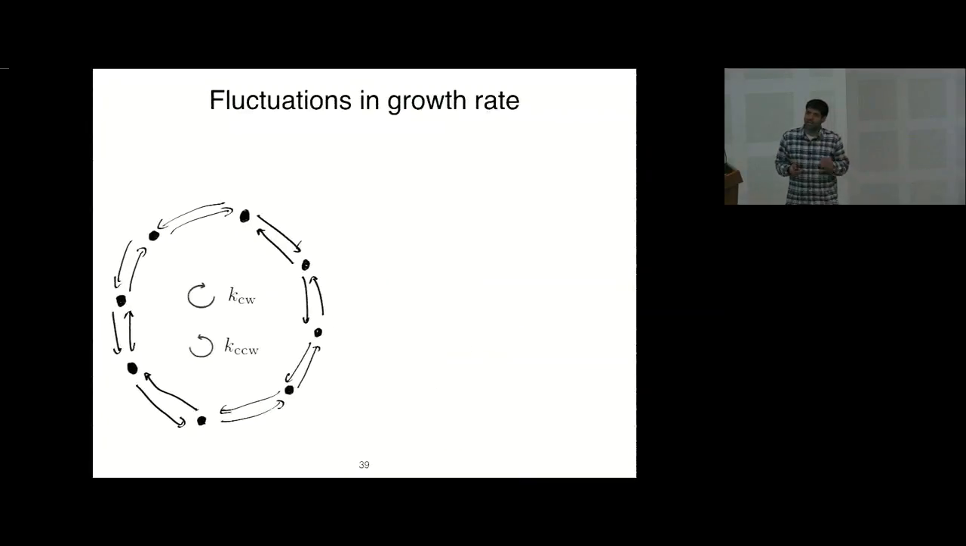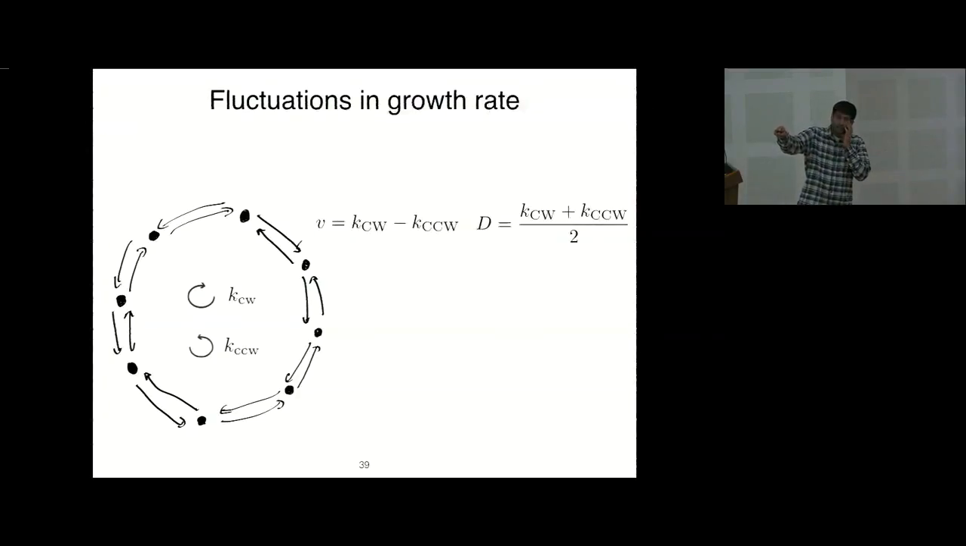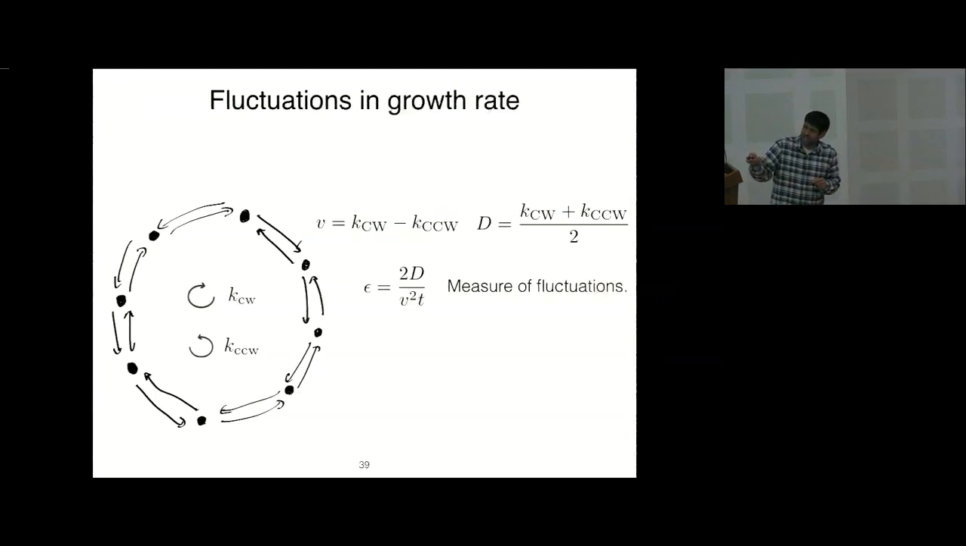The second property is something that I used today morning to derive my bounds, and I'm just going to talk about two. I'm not doing justice to the vast amount of literature that's out there. So if I go back to this V, which is my drift-like term, this is the difference of the clockwise rates and the counterclockwise rates. I can also construct the arithmetic mean, and this measures, in some sense, the diffusion of the system. It tells you how the system diffuses around and loses track of its surroundings. And I can construct this quantity, which is the ratio of this diffusion to the square of the drift. So this is a measure of fluctuations in the system.